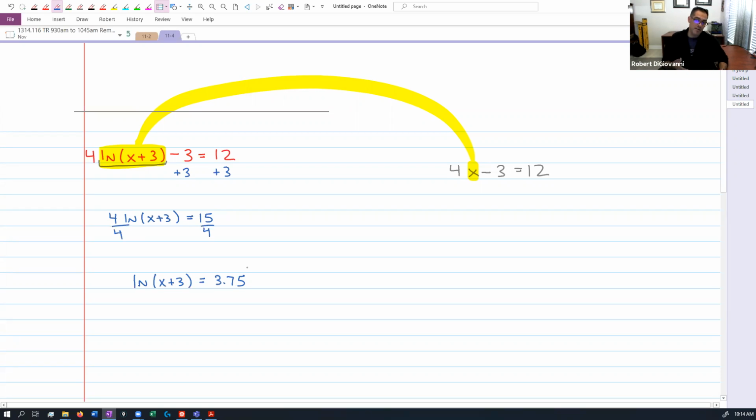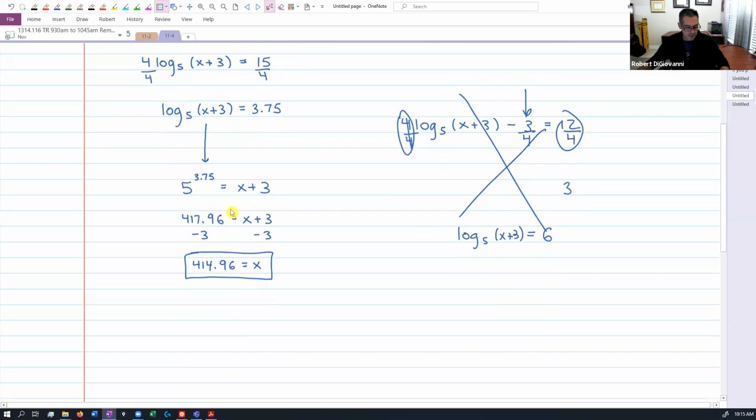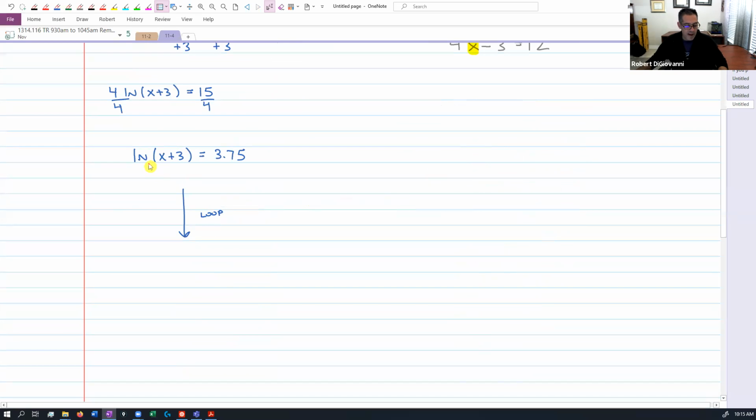Here's the part that students will get tripped up on. You're supposed to use the loop, right? At this point. But like the last problem, it's obvious, hopefully, that the base of this log is 5. So you go 5 raised to this equals that, right? That was the loop. But for this, the base is not here. So we have to remember what the base is.